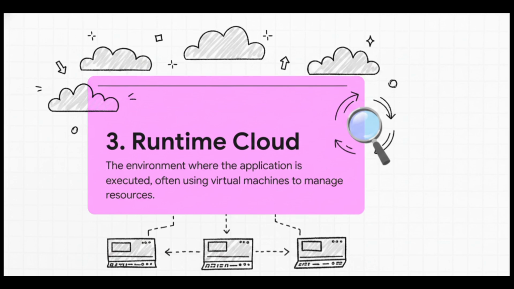But no matter the service model, that application's code needs a place to, well, run. And that's the job of the Runtime Cloud. This is the virtual stage where the code actually performs its tasks, and it often uses these flexible things called virtual machines to handle the workload super efficiently.